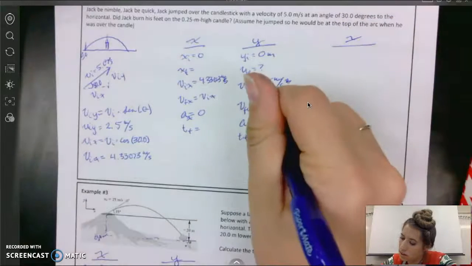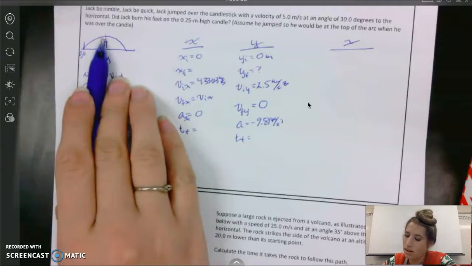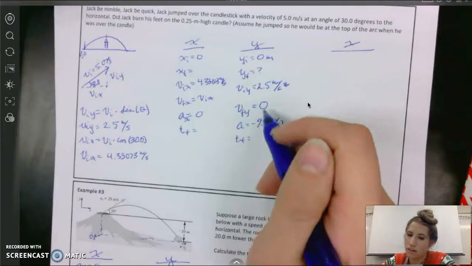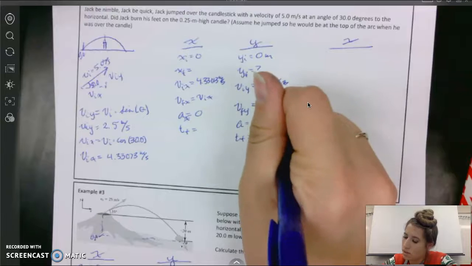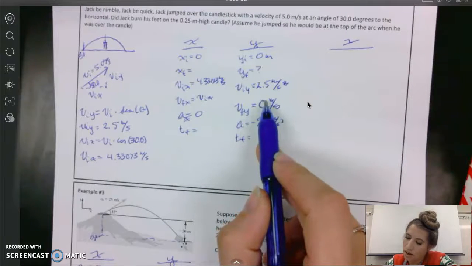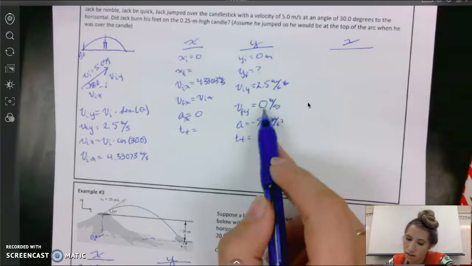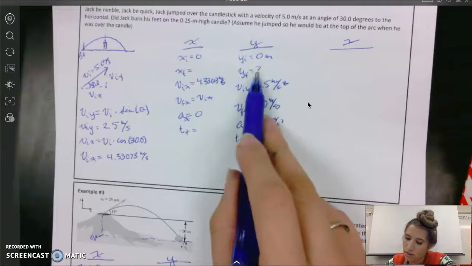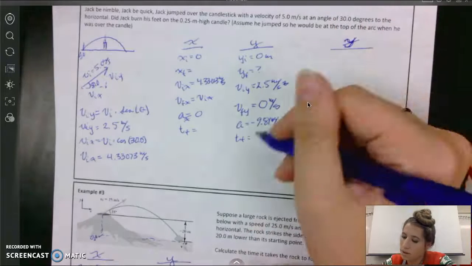Oh, sorry, this is what I was missing. We're at the very top of the apex, and anytime that's the case, the velocity final in the y is 0 meters per second. Okay, so now I could find an equation, I could use that second equation to solve for this. Then I don't have to figure out the time component.